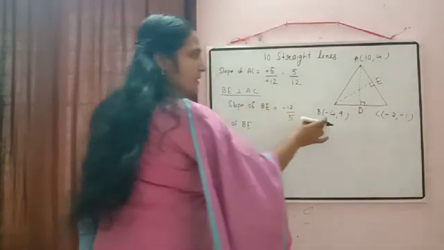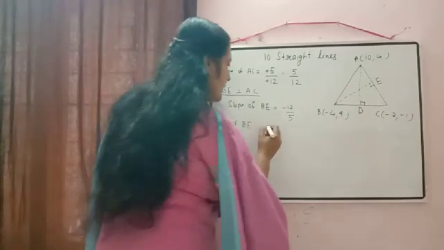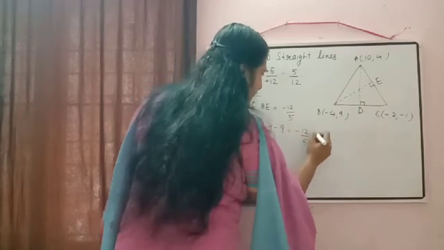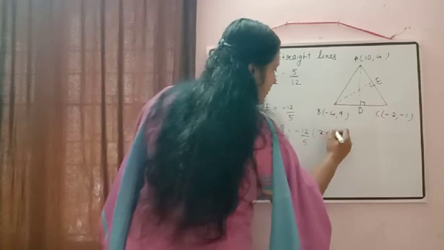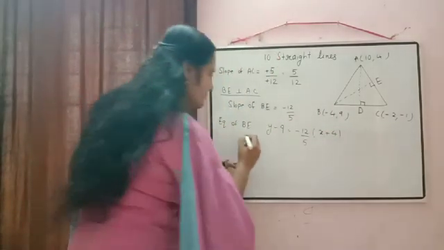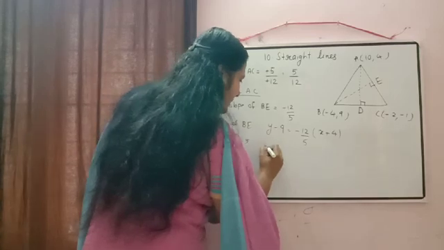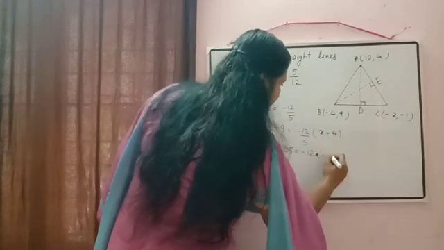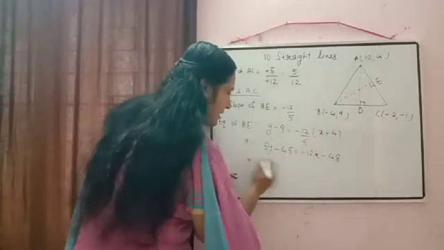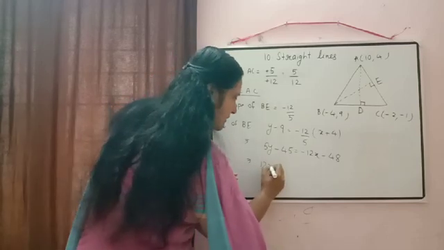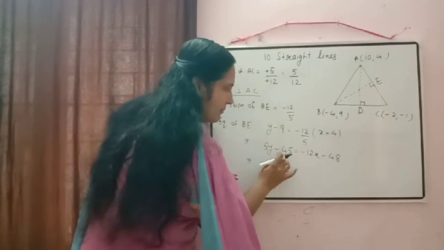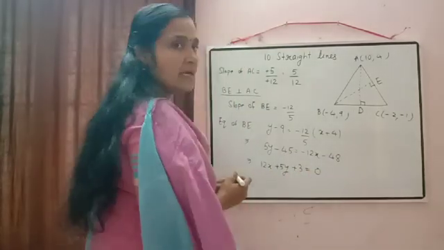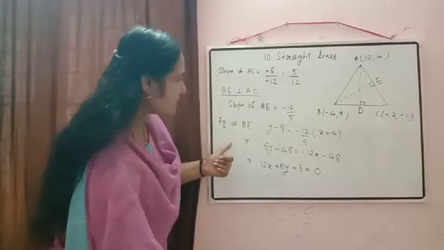BE passes through the point minus 4 comma 9, and the formula is y minus y1 is equal to m into x minus x1, so y minus 9 is equal to minus 12 by 5 into x plus 4. Now shift the 5 here, then we will get 5y minus 45 is equal to minus 12x minus 48. Now we can shift all the expression to one side, then it will be 12x plus 5y minus 45 plus 48, so that will be equal to 12x plus 5y plus 3 is equal to 0. So we have calculated the equation of BE.